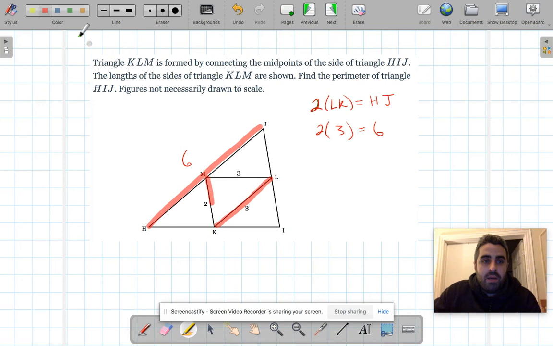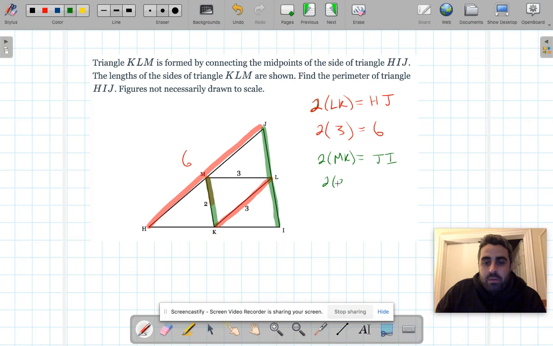So the next one we have is mid-segment MK, which is listed as 2 units, and we have to find JI. So again, 2 times the length of MK will give me side length JI. So 2 times 2 is 4. So this side in green is 4. Oh, my mouse is kind of going crazy here.